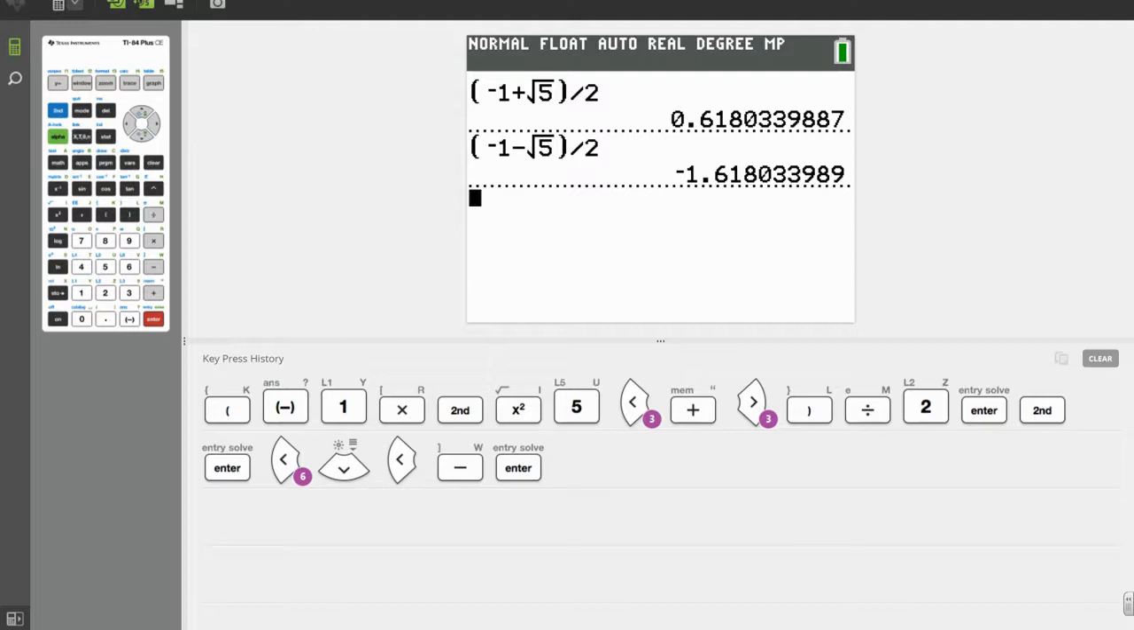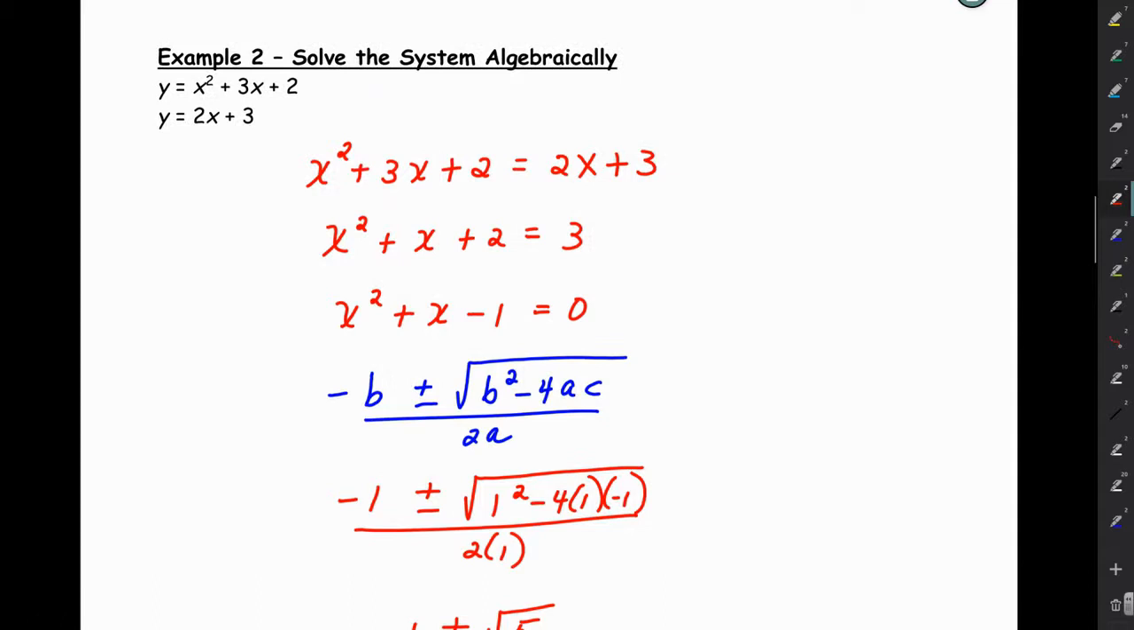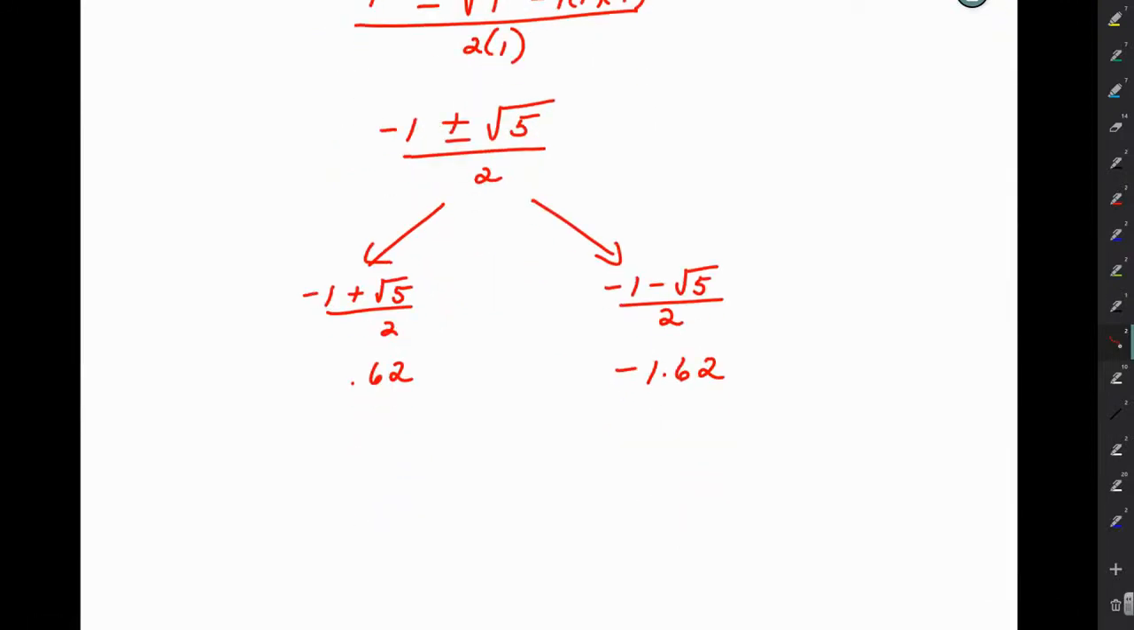All right, so negative 1 plus root 5 over 2 rounds to 0.62, and negative 1 minus root 5 over 2 rounds to negative 1.62. So I'm going to use those values from this point on. And I'm going to take each of those values and substitute it into one of these equations. And this equation is definitely easier, so that's the one I'm going to use. But you could use either one.